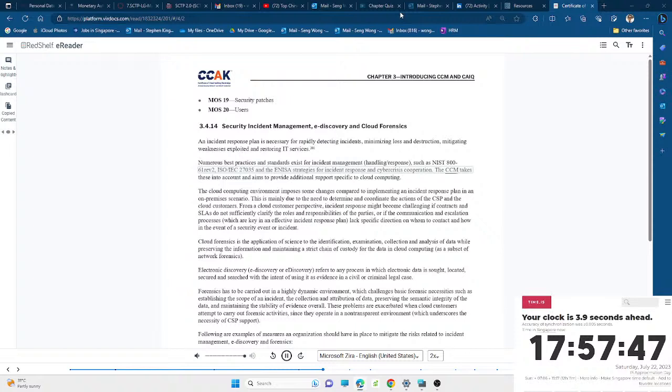The CCM takes these into account and aims to provide additional support specific to cloud computing. The cloud computing environment imposes some changes compared to implementing an incident response plan in an on-premises scenario. This is mainly due to the need to determine and coordinate the actions of the CSP and the cloud customers.